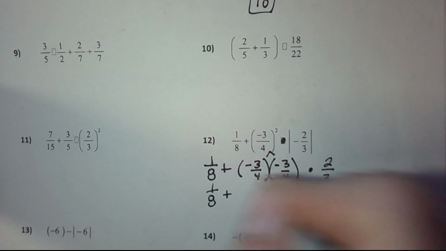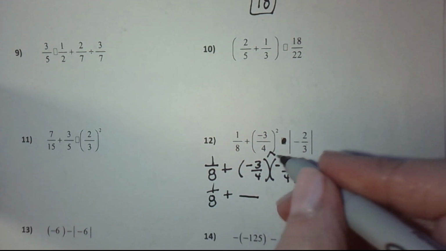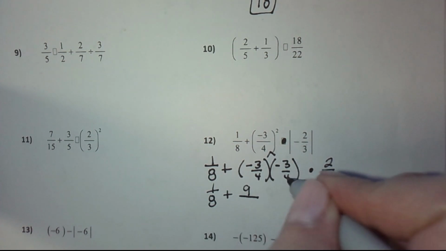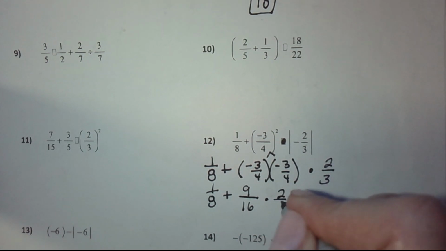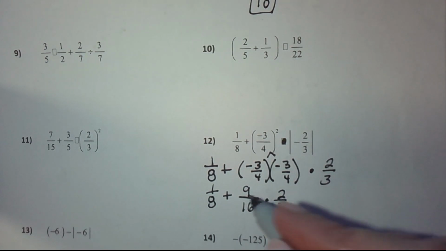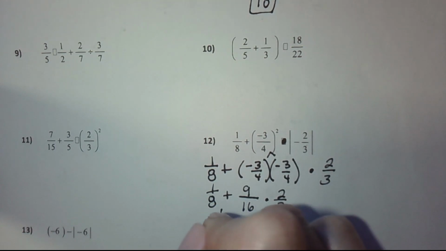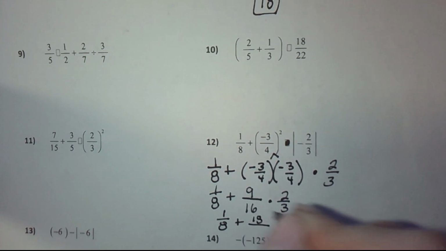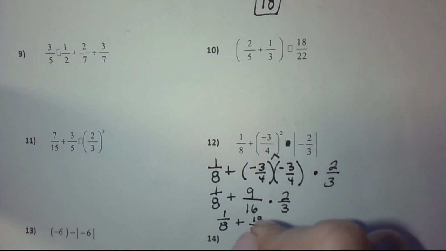So that's 1/8. Negative times negative is positive. And remember, when you multiply fractions, top times top, so 3 times 3 is 9, bottom times bottom, 16, times 2/3. So I have to deal with this multiplication. That's 1/8 plus top times top, 9 times 2 is 18, bottom times bottom, 16 times 3 is 48.